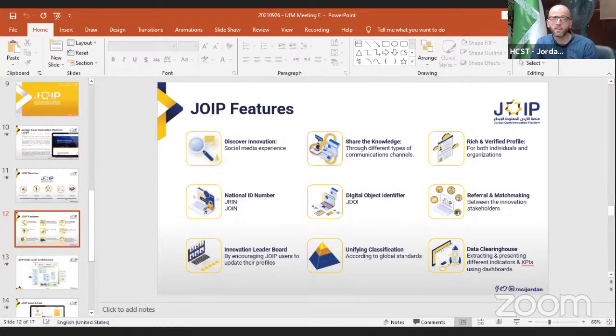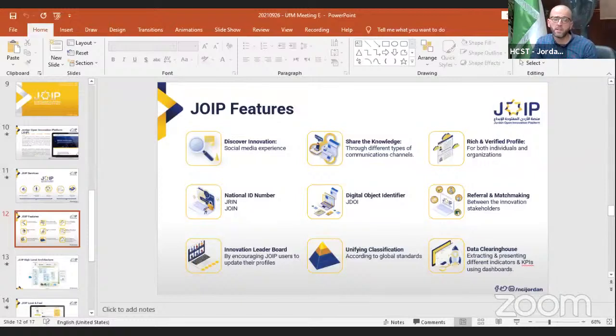You will be able to build a rich and verified profile. Joy is mainly built by integrating APIs from different verified, authenticated data sources, like ORCID for researchers and Ringgold for organizations. For classification of specialties, Joy will use Frascati and also manuals. We will be able to build a national ID number, also built on national standards.